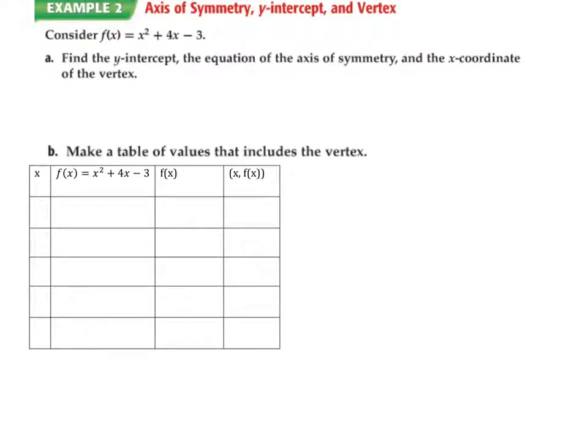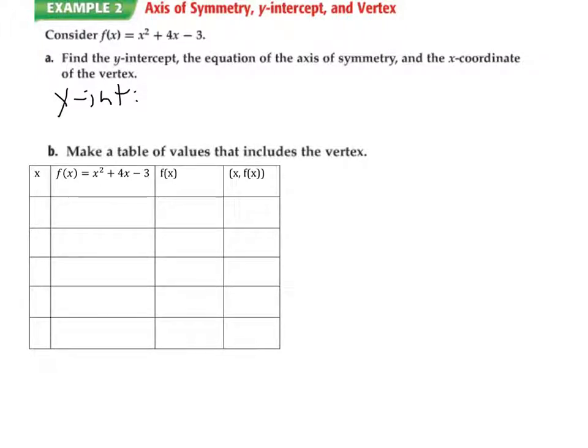In example 2, we're looking for that axis of symmetry, y-intercept, and vertex. We're looking at the equation f of x equals x squared plus 4x minus 3. Remember, the y-intercept, which they're asking for in this case, is always going to be that c value. So for the y-intercept, we want to look and see what is that value that does not have an x.